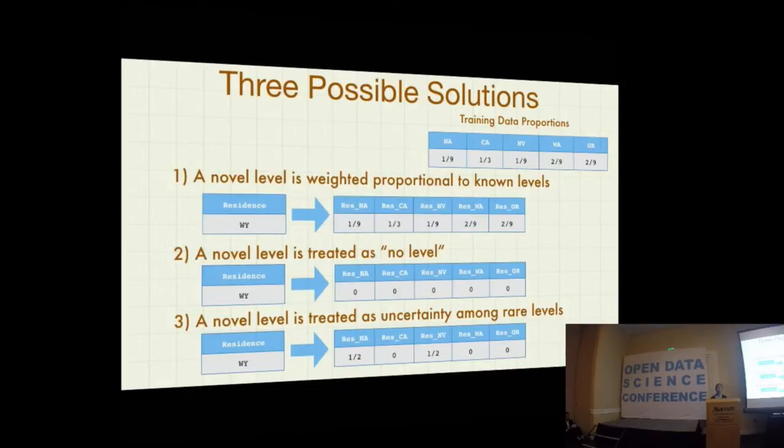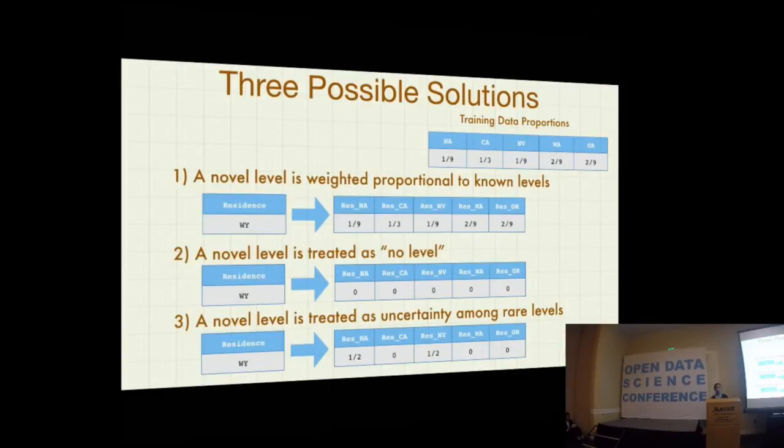So if you have a novel level, and some levels are common and some levels are rare, you can pool all the rare levels into one level called rare. And then every time you see a novel level in future applications, you can say, well, a level that I'm seeing for the first time is sort of like a level that was so rare that it didn't show up in the training data, but maybe it behaves the same as those other rare levels. And so I'm just going to code it as rare.